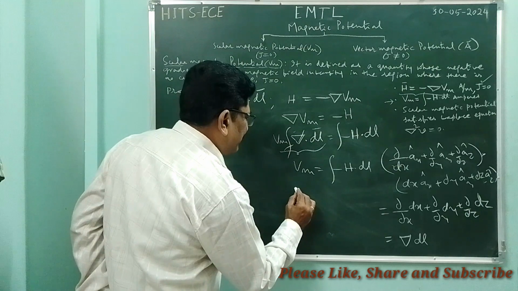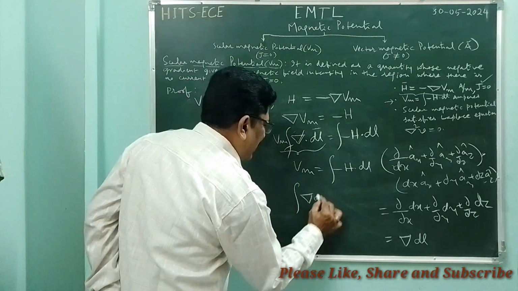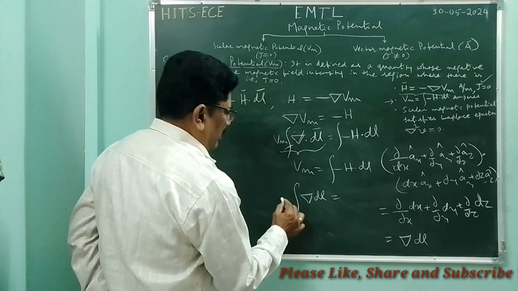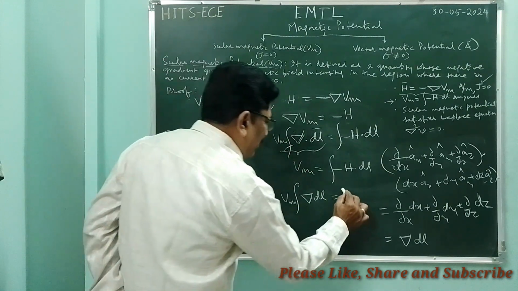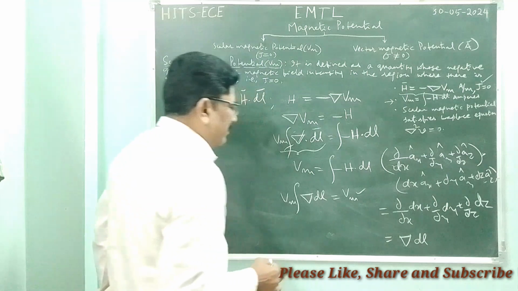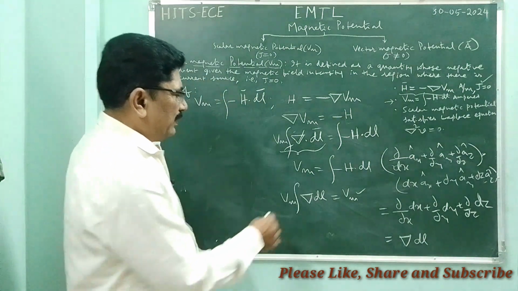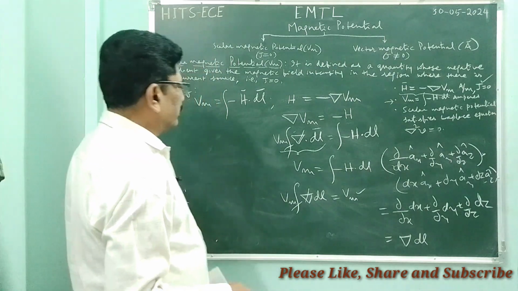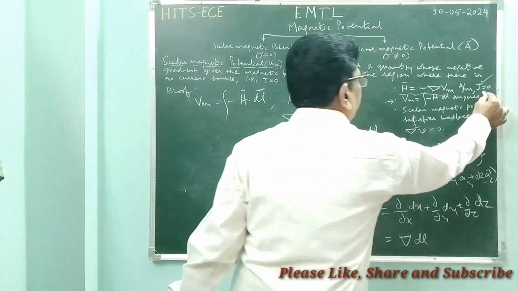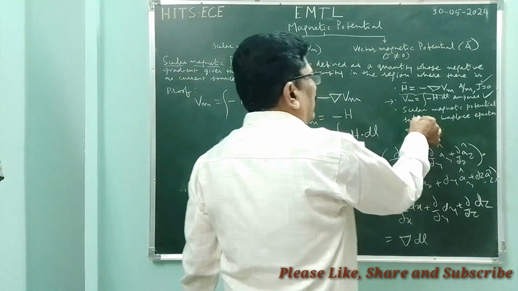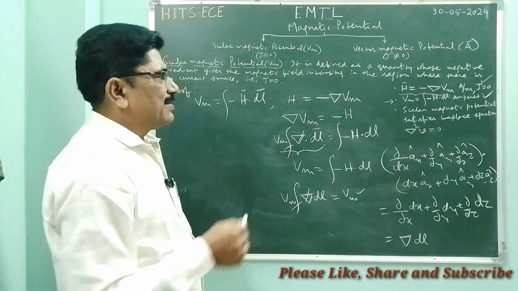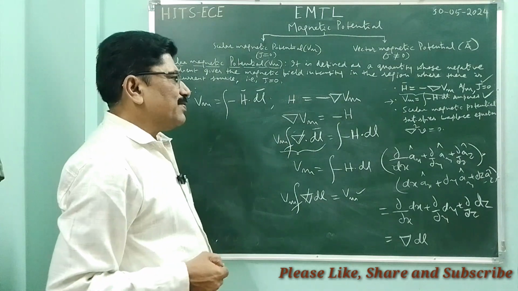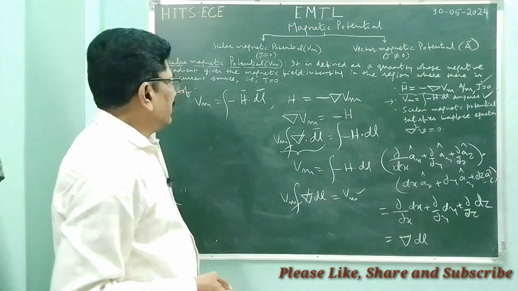So the integral of del Vm dl is equal to Vm only. This one and this one will get cancelled. So this is proved. Next, let us see how the scalar magnetic potential satisfies the Laplace equation, del square V is equal to 0.